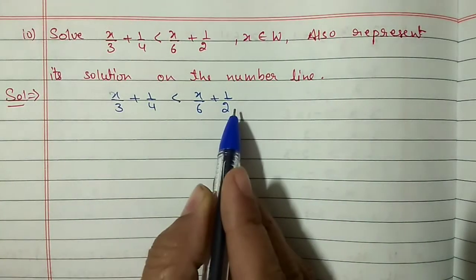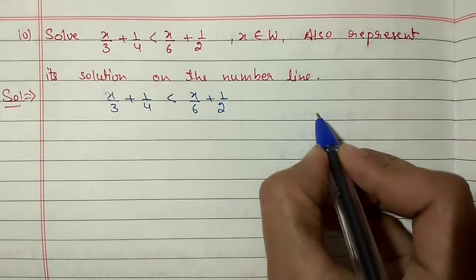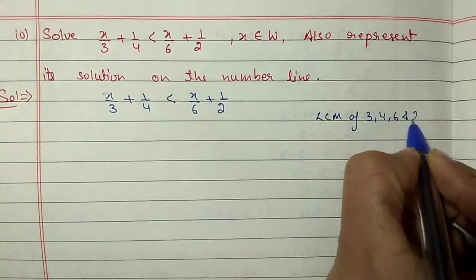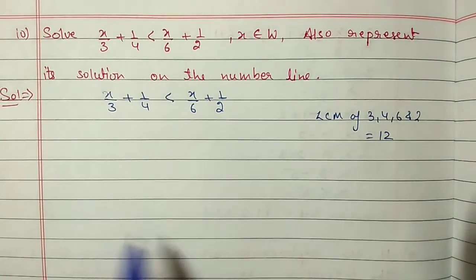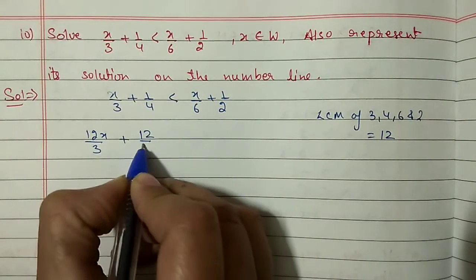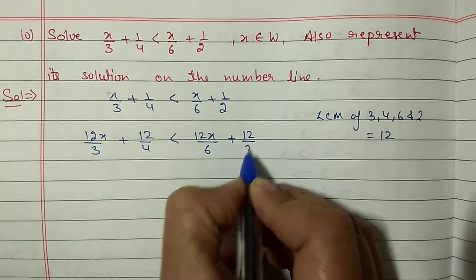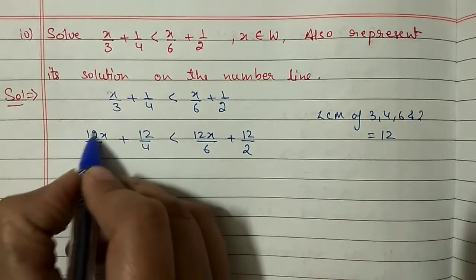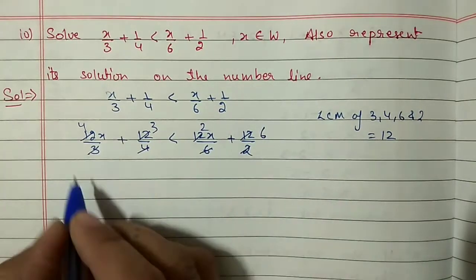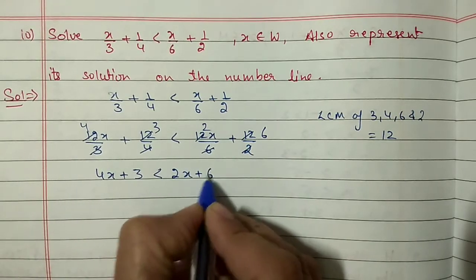So first we will remove this denominator. For that we will take the LCM of 3, 4, 6 and 2. LCM of 3, 4, 6 and 2 is 12. So each term we will multiply with 12. It will become 12x by 3, 12 by 4 less than 12x by 6 and 12 by 2. Now cancel out: 3 4s are 12, 4 3s are 12, 6 2s and 2 6s. So we got here 4x plus 3 less than 2x plus 6.